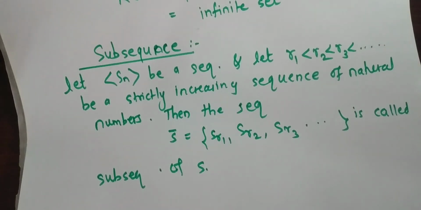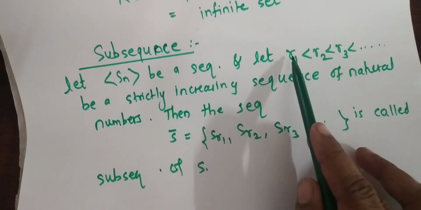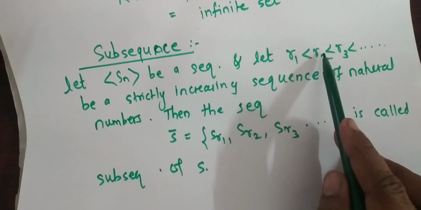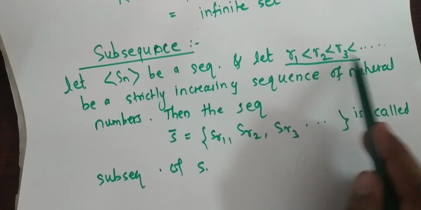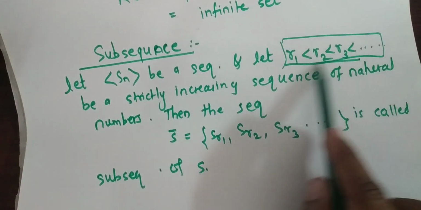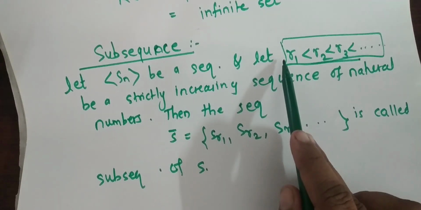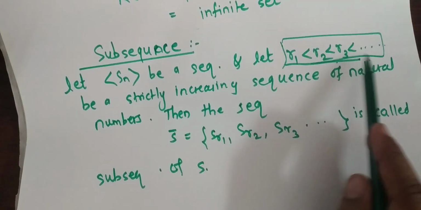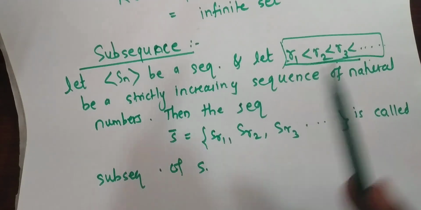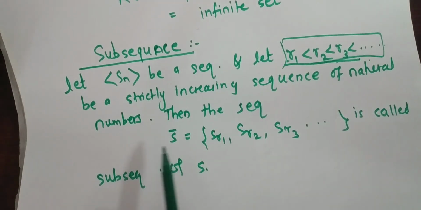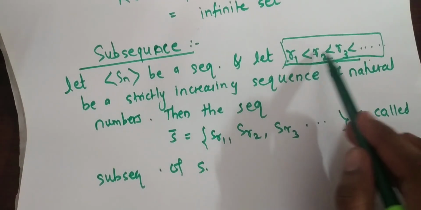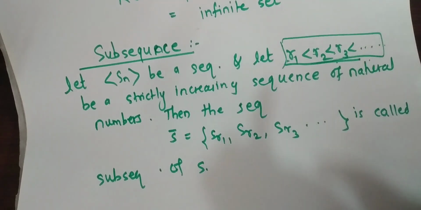Okay, see here S bar is a subsequence. So R1 is less than R2, this is an increasing sequence, we need a strictly increasing sequence, we do not want a decreasing sequence. This order must be followed compulsorily. So let us see examples of subsequences.